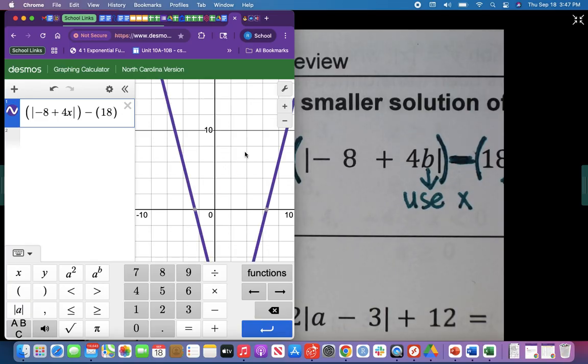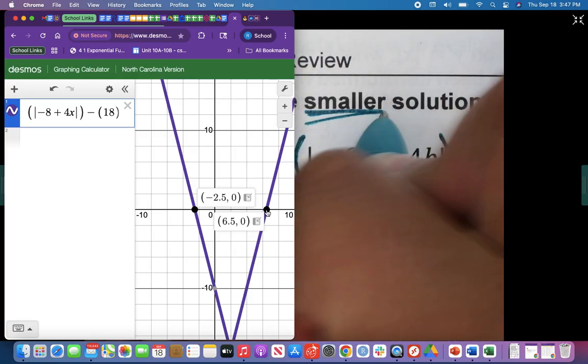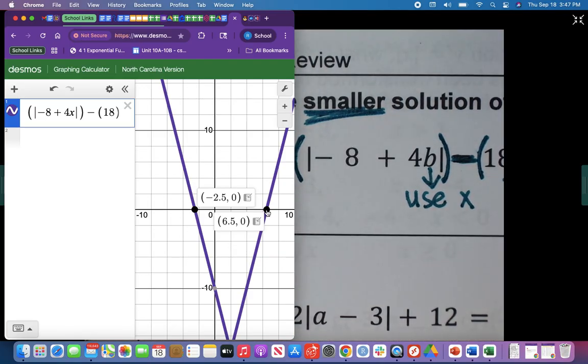All right, so both of these points would be my solutions because that's where the graph crosses or touches the x-axis. However, this question is just asking us for the smaller solution. So your smaller solution is always going to be the one that's on the left, because remember we're talking about x. Smaller x values are on the left because that's where they're negative. Bigger ones are on the right because that's where they're positive. So answer would be negative 2.5.